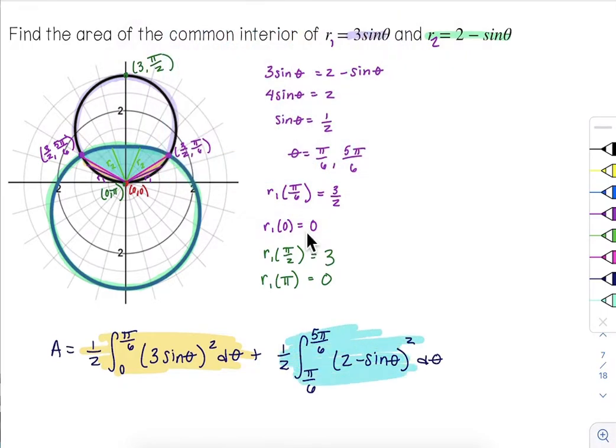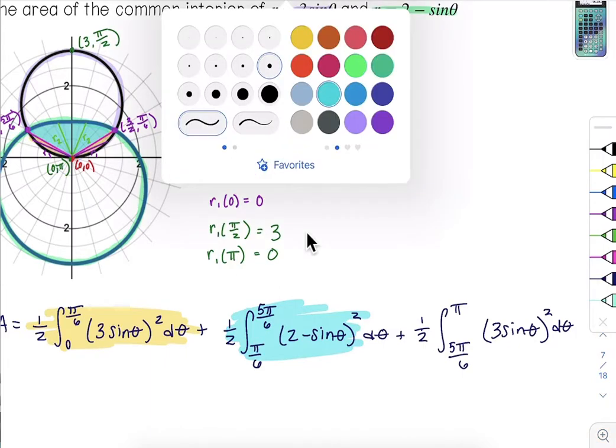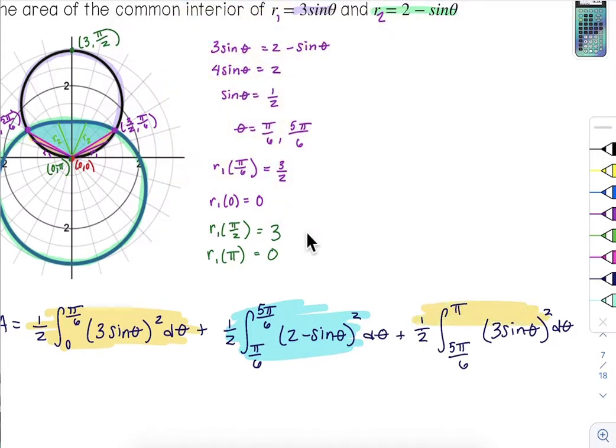Right, so there's our blue area, plus 1/2 times that final area. That's going to go from 5 pi over 6 to pi, where the black circle stops. And again, we're going to do 3 sine of theta all squared for that. So then we're just going to switch over to our calculators and type that all in.